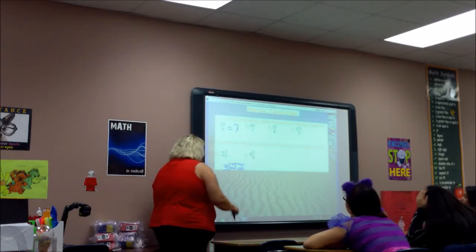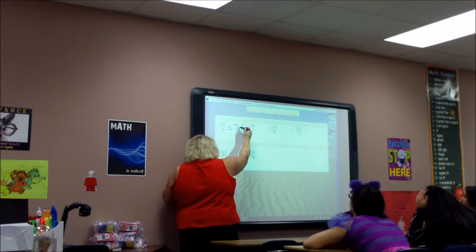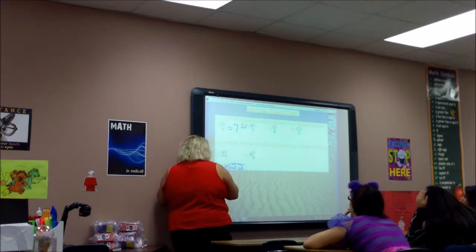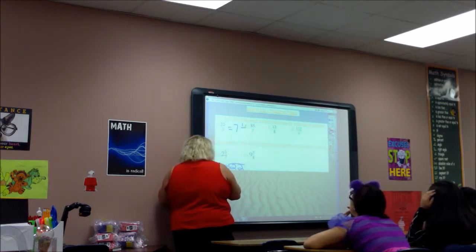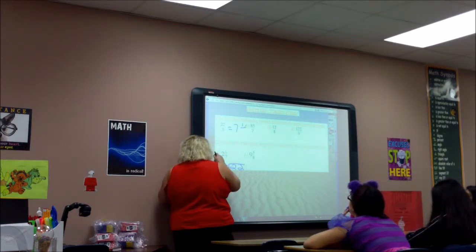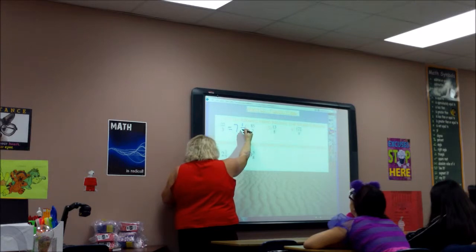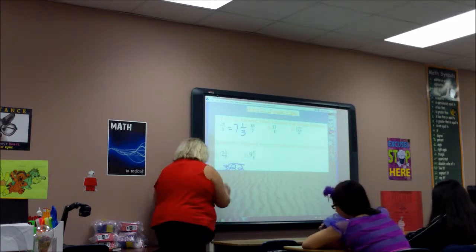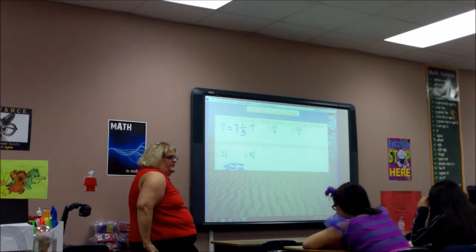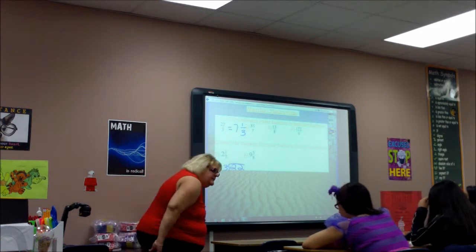Remainder of 1. That becomes the numerator part of the fraction of the mixed number. Over what? No, over the same what? Denominator. Thank you, Amy. 7 and 1/3 is what you should have gotten.